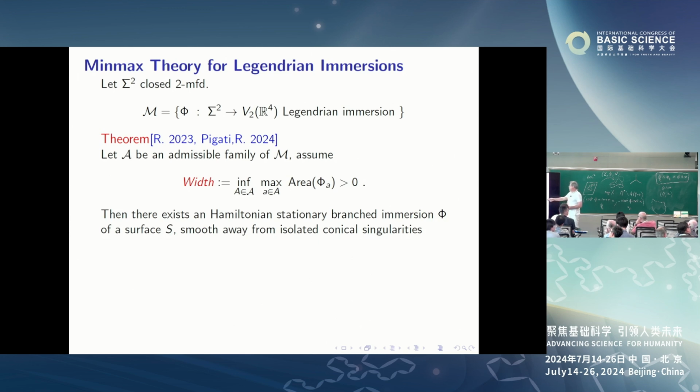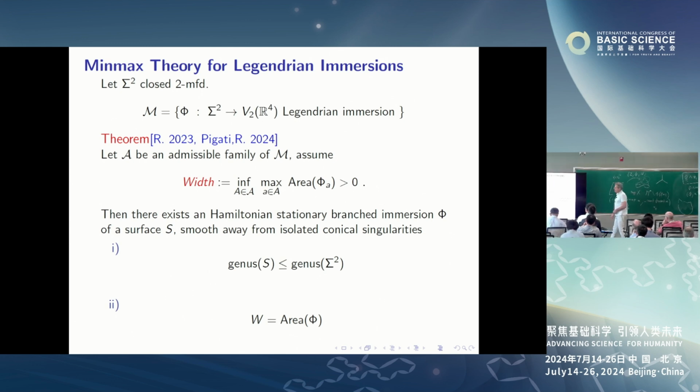then your width is realized by a Hamiltonian stationary branched immersion, which is smooth away from isolated conical singularities. The genus is controlled, and this is realized. So we achieved this min-max in this way with isolated conical singularities, and we know we cannot do better. So this result is based on two results.